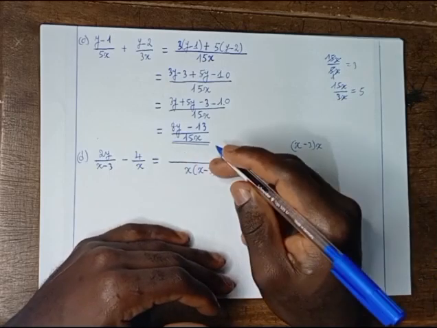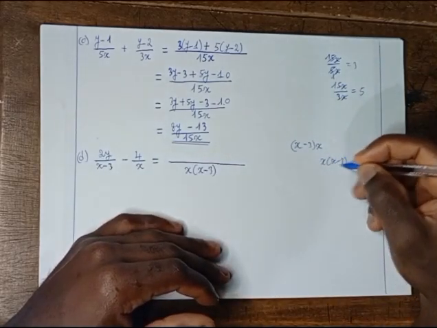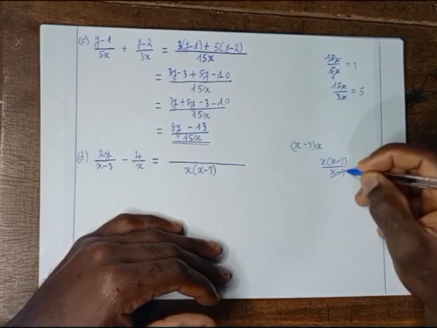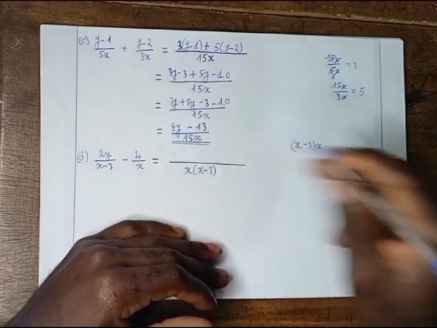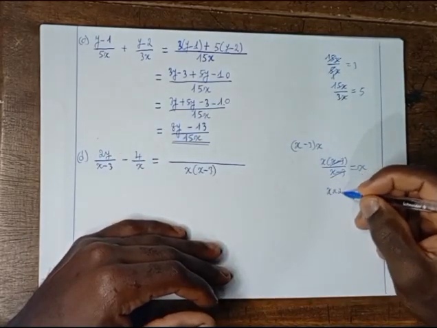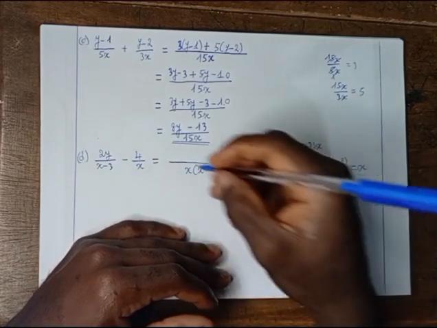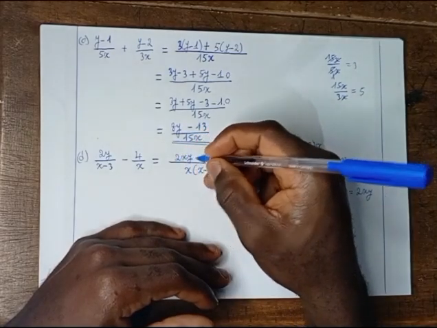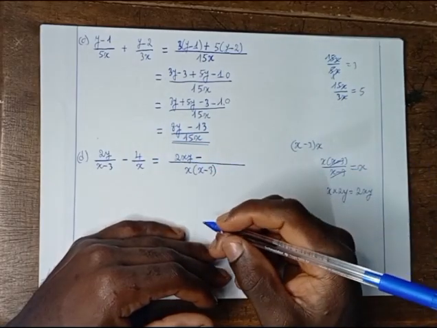Next, if we divide x times x minus 3 by x minus 3 over x minus 3, this and this will cancel, we will simply be left with x. So this will give us x times 2y. Take x times 2y. This will simply be equal to 2xy. We're going to write 2xy here. Then bring down the operation sign, which is minus.